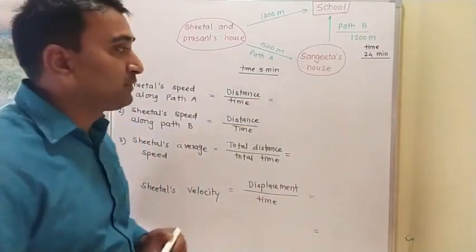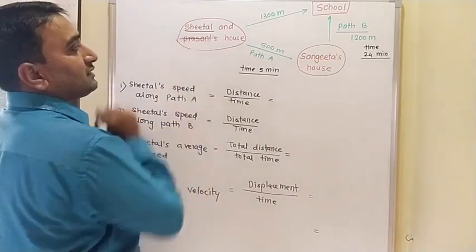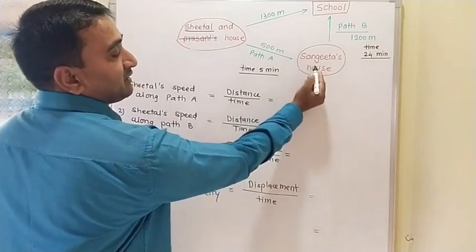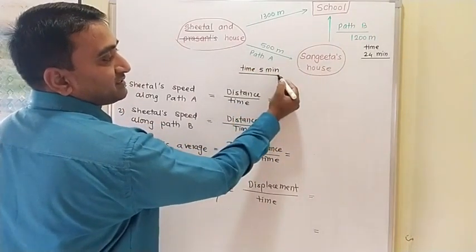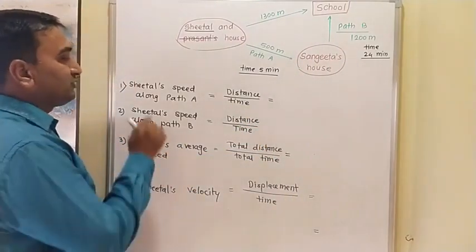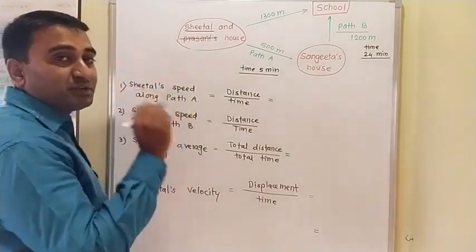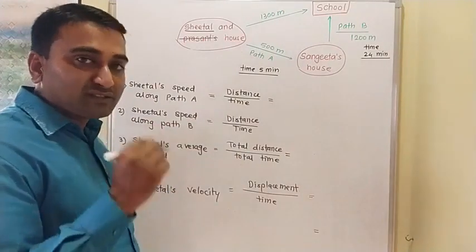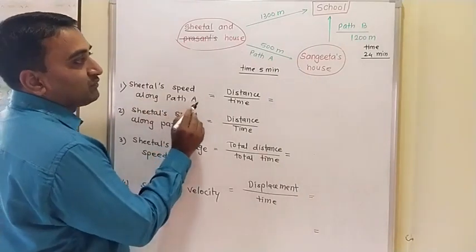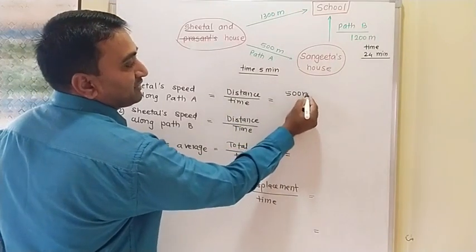Now let's discuss this one. First, Sheetal is traveling. We are not going to focus on Prashant. Sheetal is traveling her journey from her house to Sangeeta's house. So it is considered as path A. She took 5 minutes to cover this journey and the distance is 500 meters. So the first condition we are discussing is Sheetal's speed, not velocity, because speed is related to distance and velocity is related to displacement. So Sheetal's speed along path A. What is the distance of A? That is 500 meters.